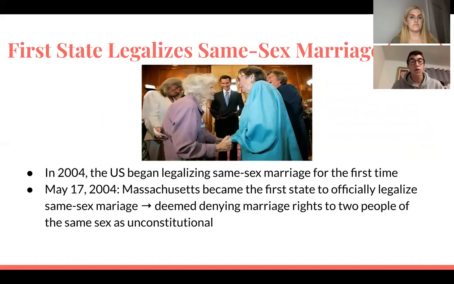In 2004, the first state legalized same-sex marriage. On May 17, 2004, Massachusetts became the first state to officially legalize same-sex marriage. It deemed denying marriage rights to 2 people of the same sex as unconstitutional and therefore illegal.